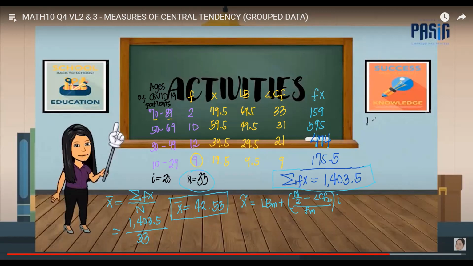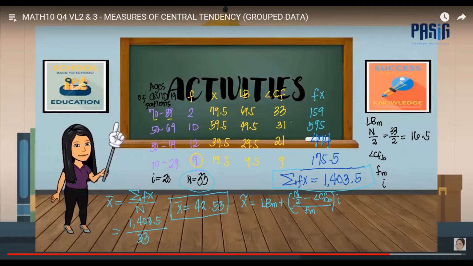Dito tayo. Lower boundary of the median class, yung n divided by 2, yung cumulative frequency below, yung frequency of the median class, at yung I. Okay? So ito muna, yung n divided by 2, that is 33 divided by 2. So what is 33 divided by 2? 16.5 po, ma'am. Correct. That is 16.5.